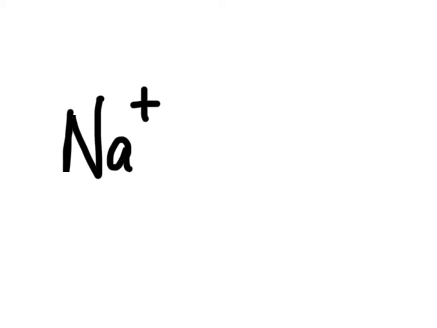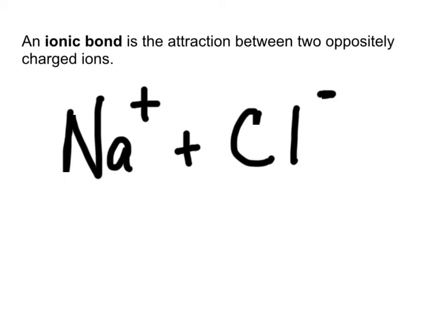So, we have our two ions, the positively charged sodium and the negatively charged chlorine. They want to create an ionic bond. An ionic bond is the attraction between two oppositely charged ions. When these two ions attract each other, they create something called an ionic compound.